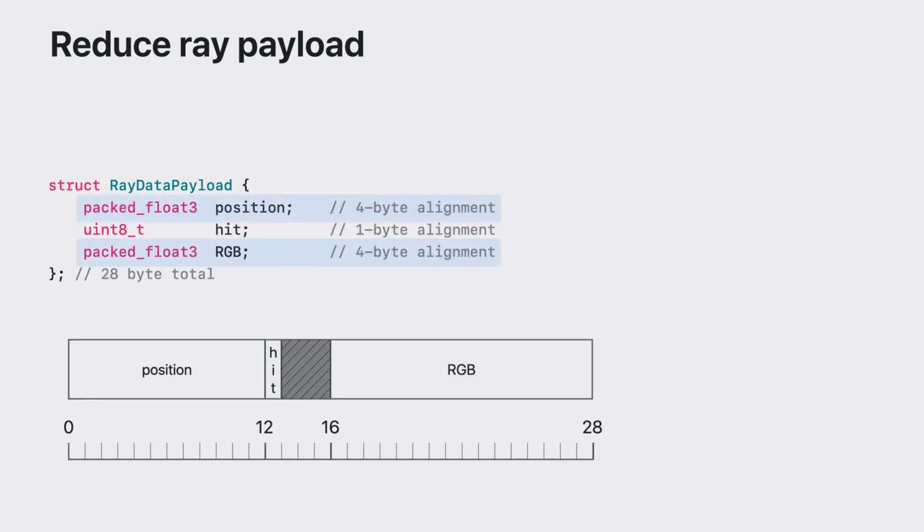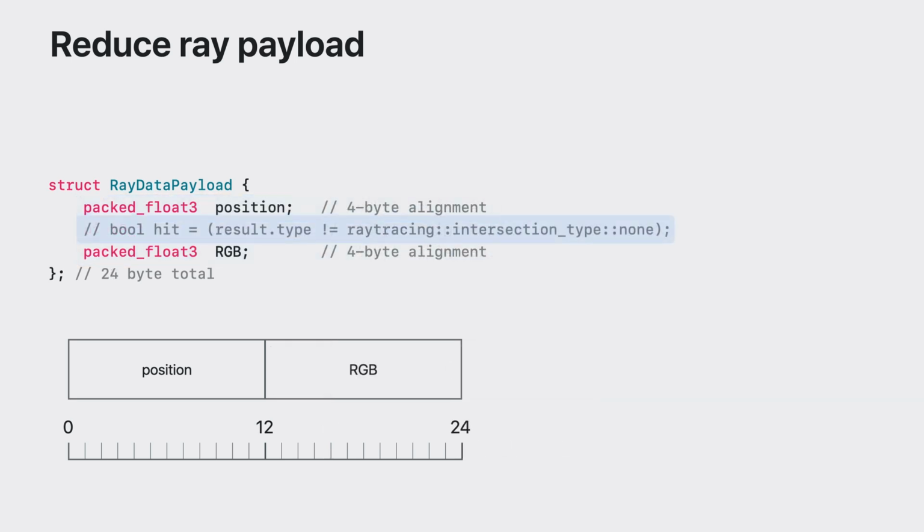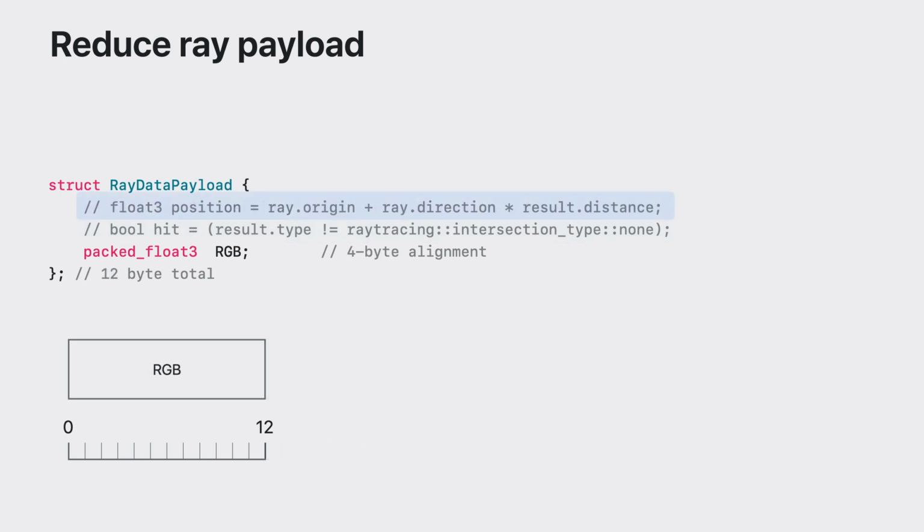By changing the float3 values to their packed equivalents, there is less space loss to alignment. The hit flag can be removed since it is not needed when using the Metal Ray Tracing API. You can just check the type of intersection in the intersection result. This is easy to use and more performant, especially for visibility rays like shadows and occlusion. Similarly, the position can be computed based on the ray's origin, direction, and the intersection distance from the result.